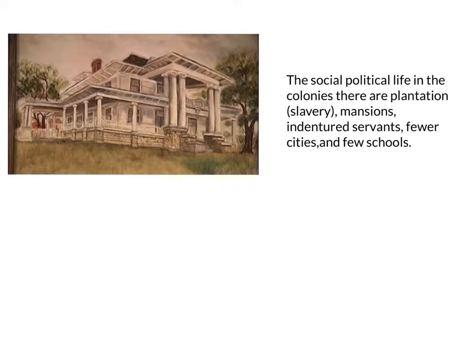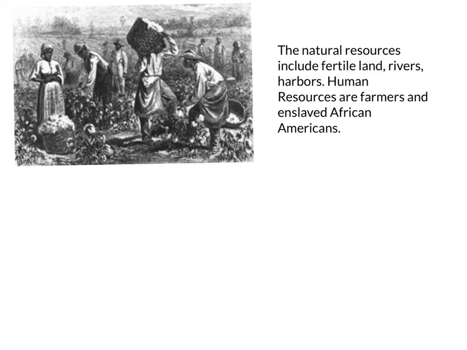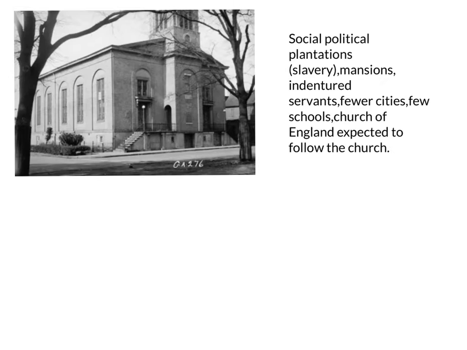The social-political life in the colonies: there are plantations, slavery, mansions, indentured servants, fewer cities, and few schools. The natural resources include fertile land, rivers, and harbors. Human resources are farmers and enslaved African Americans.